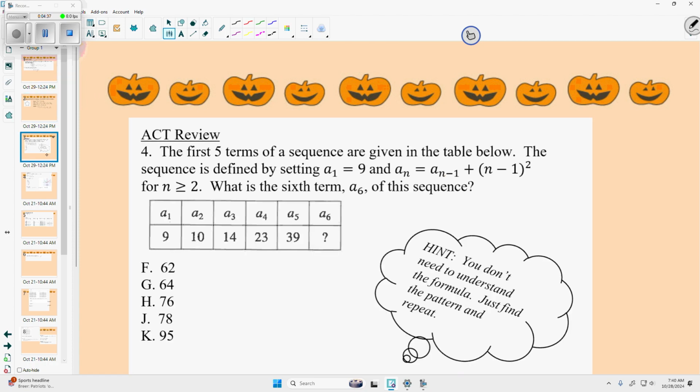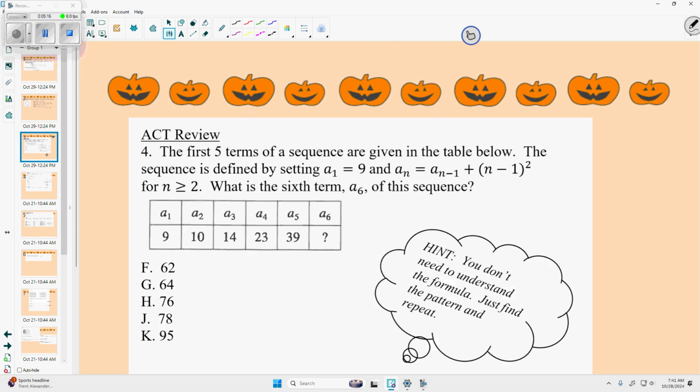Okay. Then we got that ACT. And one of the most important things I want you to realize on this is that you probably wouldn't understand the notation that is in the problem. So when it says the first 5 terms of a sequence are given in the table below, sequence is defined by setting a sub 1 equal to 9 and a sub n equal to a sub n minus 1 plus n minus 1 squared. Those are a lot of symbols that you guys probably don't even know. Even my Algebra 2 kids don't see this until the end of second semester in Algebra 2 after the ACT. But the key is realizing I don't care what those symbols are.